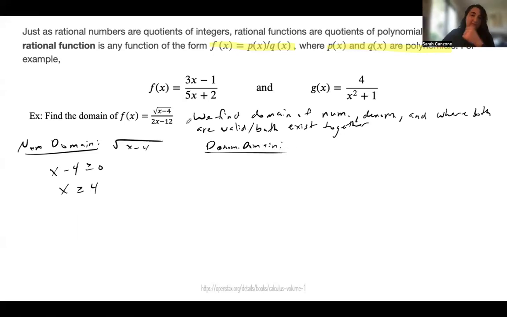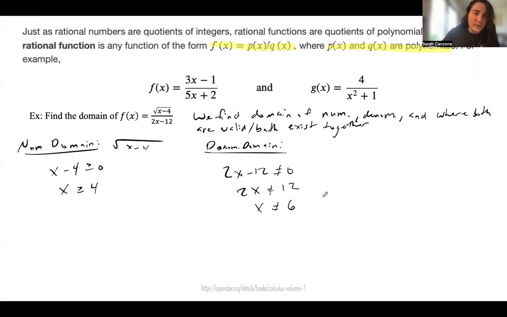Perfect. Now let's look at our denominator domain. What we have is 2x minus 12, which on its own is just a linear function and doesn't have any restrictions. But because it's in the denominator, we have a restriction, which is that we can't have 0. So that tells us that 2x minus 12 cannot be 0, which tells us that 2x, when we move the 12 over, cannot be 12. And when we divide by 2, we get that x cannot be 6.